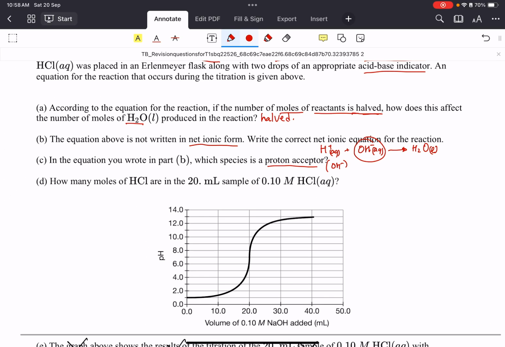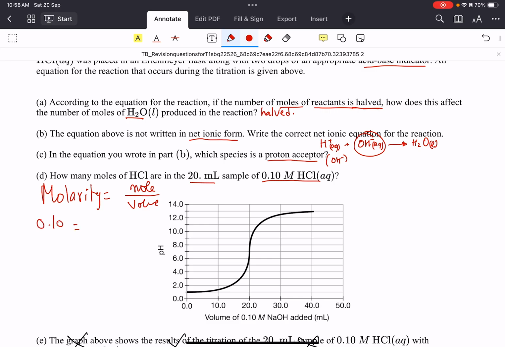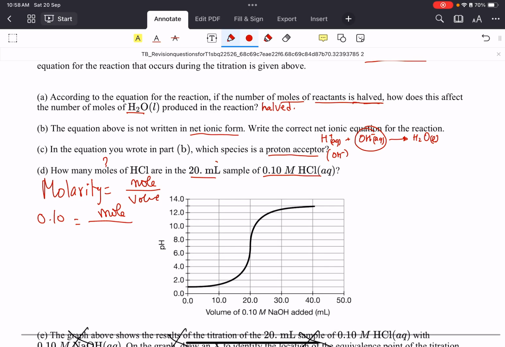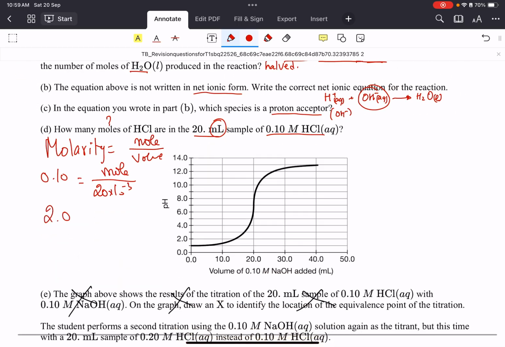How many moles of HCl are in 20 milliliters of a 0.10 molar HCl? Molarity is the number of moles over the volume in liters. So 0.10 molar is the number of moles they are asking about over the volume, which has to be in liters, which is 20 times 10 to the power negative 3. When we do the calculations, the answer is 2.0 times 10 to the power negative 3 mole.